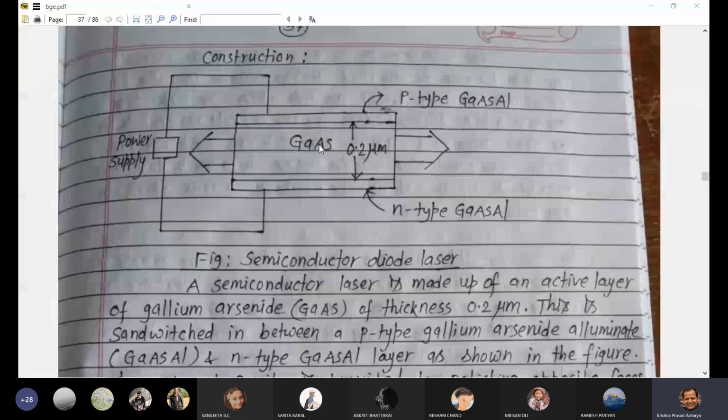From the gallium arsenide semiconductor laser, a laser beam of wavelength ranging from 7000 angstrom to 30,000 angstrom can be produced. You can produce laser light with such a wide range of wavelengths from this semiconductor diode laser. This is about construction and working of semiconductor diode laser.